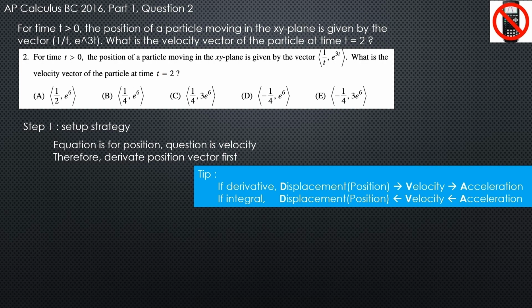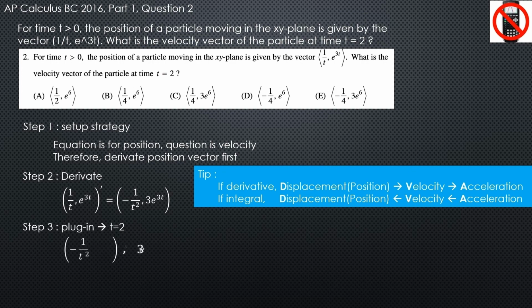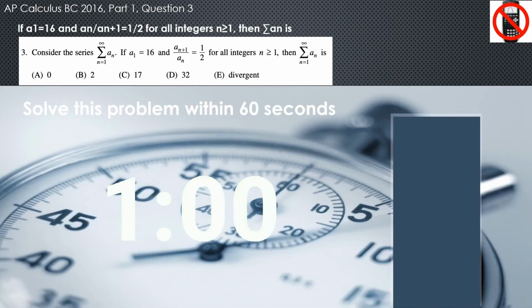Differentiating the displacement gives you velocity, and differentiating the velocity gives you acceleration. Integrating acceleration gives you velocity, and integrating velocity gives you displacement. Keep in mind simply, d-v-a. Step 2. Derivative of the position vector. Step 3. Plug in with t = 2. The answer is E.